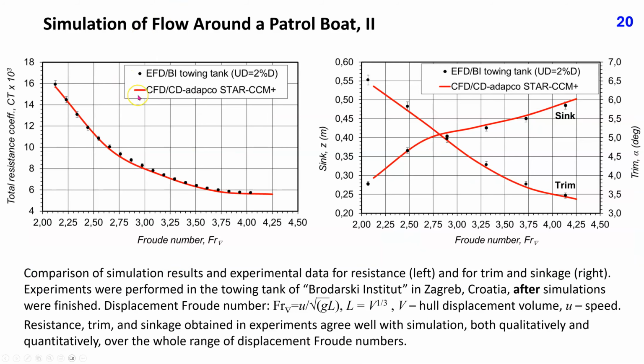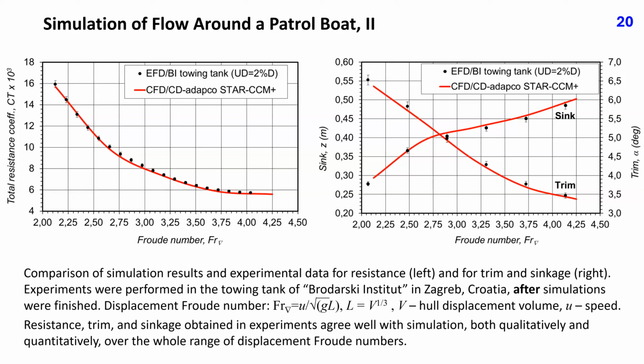These 2 plots show comparison of simulation results and experimental data for resistance on the left and for trim and sinkage on the right. Experiments were performed at the towing tank of Brodarski Institute in Zagreb, Croatia, after simulations were finished. The displacement Froude number is defined with the length expressed as the cubic root of the displacement volume, and u is the boat speed.